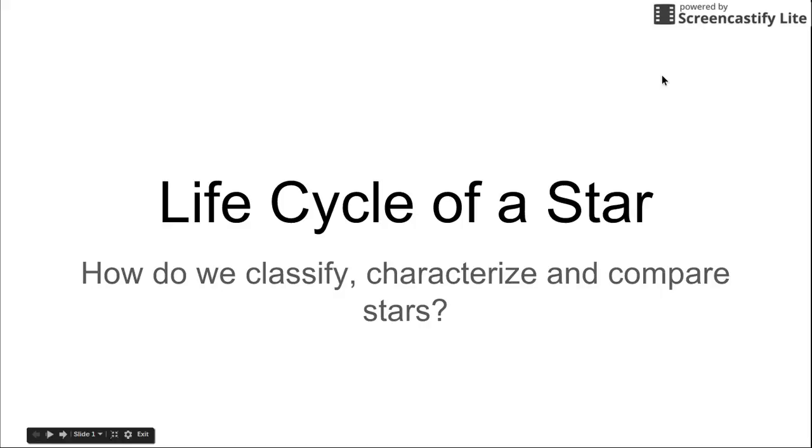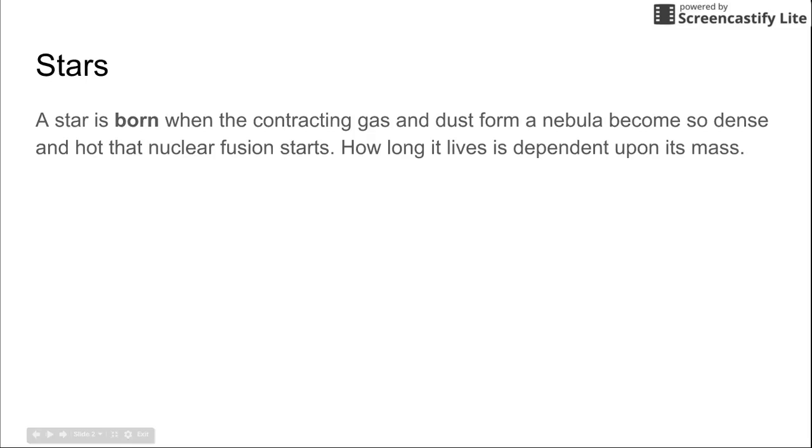Hey, 8th grade. So today we're going to start talking about the life cycle of a star. And our focus question is, how do we classify, characterize, and compare stars? So a star is born when the contracting gas and dust form a nebula and become so dense and hot that nuclear fusion starts. So in order for a star to form, you need nuclear fusion. How long it lives is dependent upon its mass.